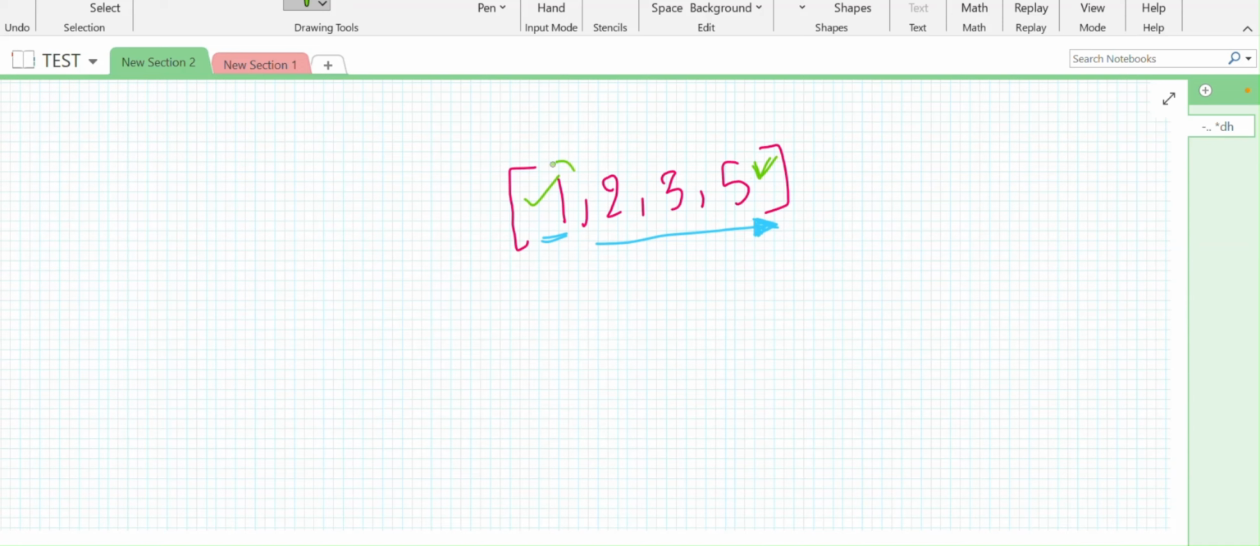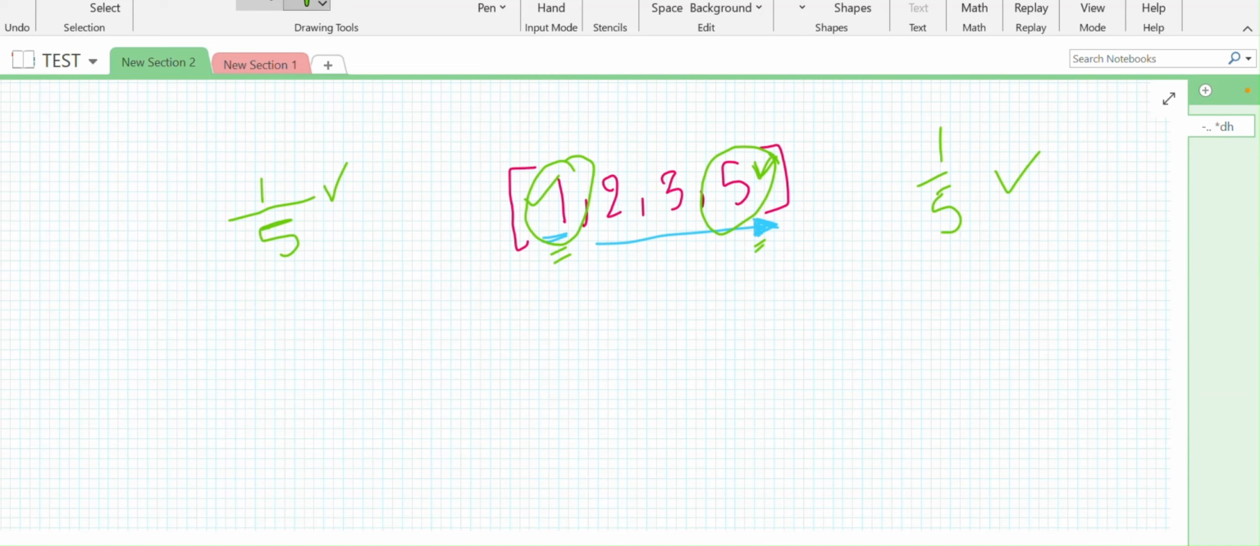Because 1 is the smallest number and 5 is the largest number. So can I say that 1 by 5, that means the first element by the last element, always gives me the first prime fraction? Yes, it is always true, because the first element is the smallest number and the last element is the largest number. So it will always give the first smallest prime fraction. But what will be the second smallest prime fraction?